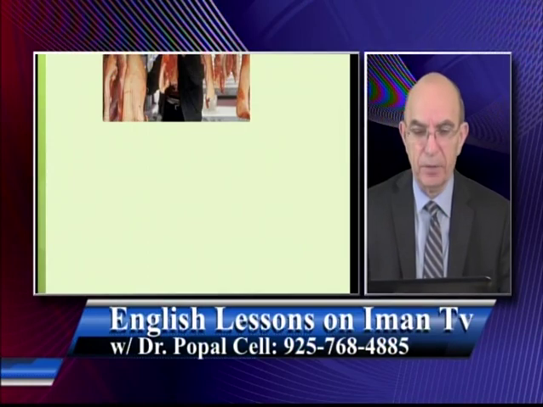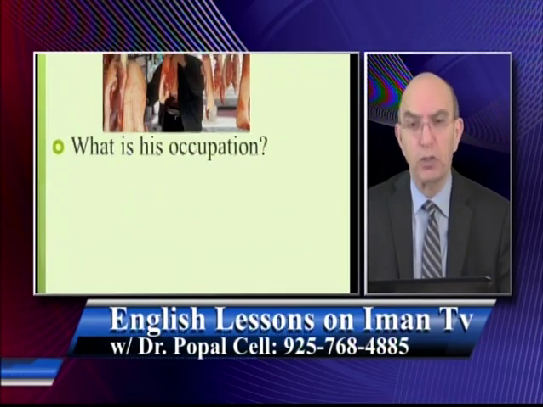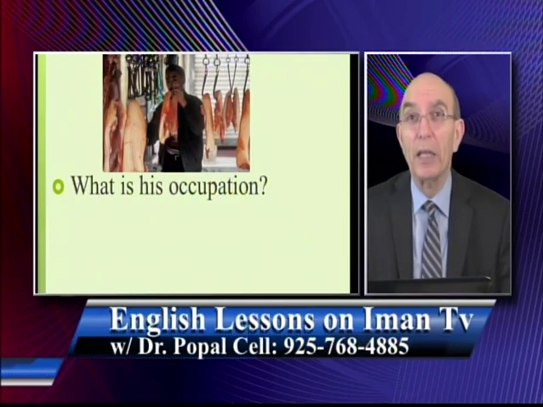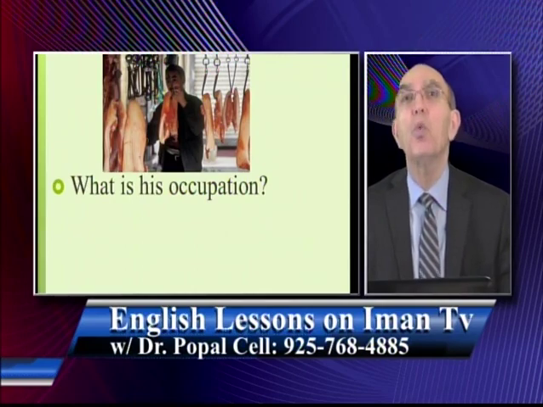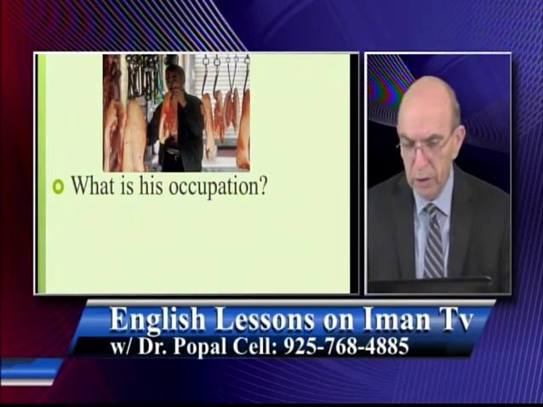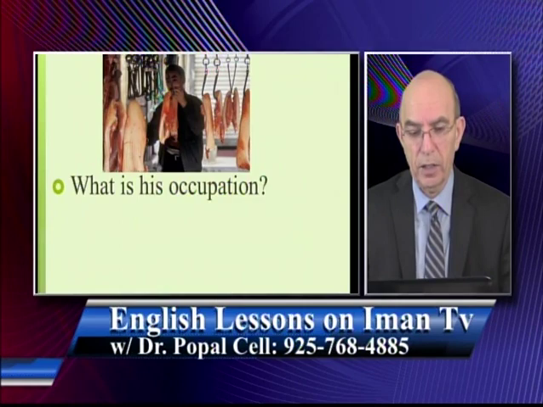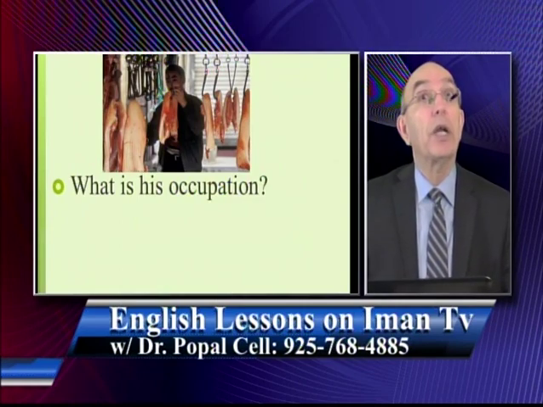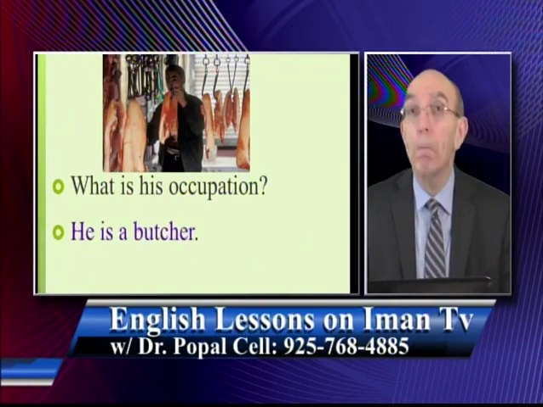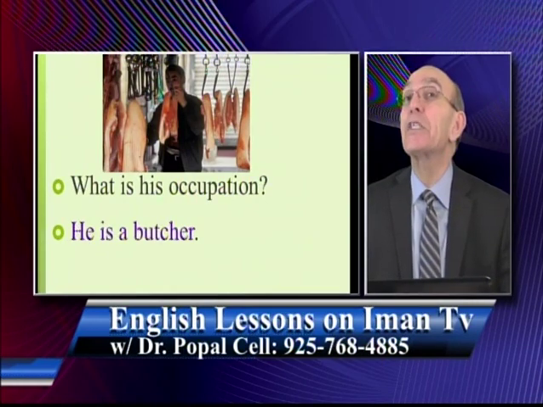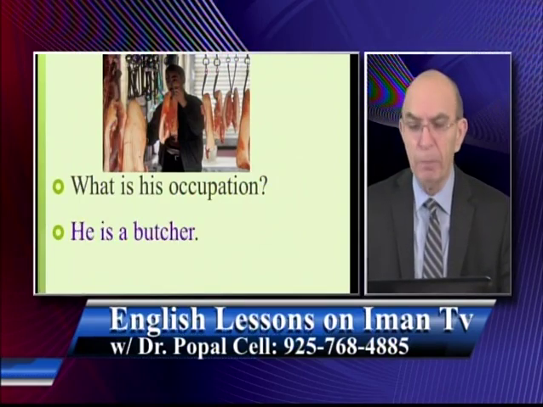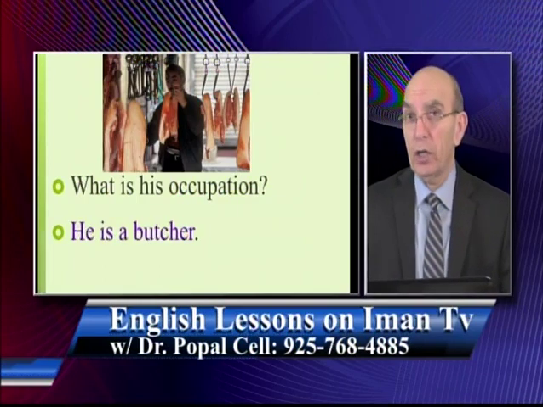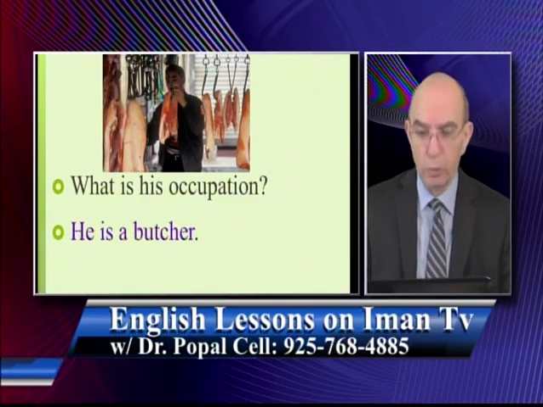Let's go to the next page. What do you call this? What is his occupation? So people that they what? They cut the meat, they sell the meat, actually they slaughter the animals. What do you call these people? They are called? What is the answer? What is his occupation? The correct answer is butcher. He is a butcher. It's B-U-T-C-H-E-R. T is silent. You don't pronounce it, okay? You just say butcher. No T. But you have to write it when you spell it.